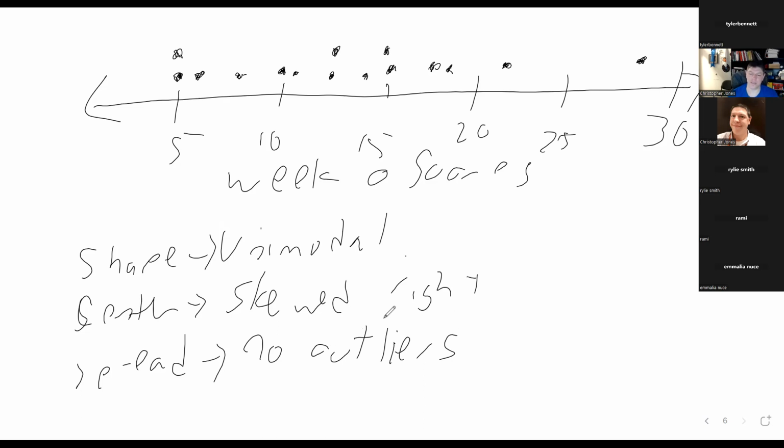So nice. All right, folks. Any questions I can answer about shape, center, and spread of a histogram? It seems like you guys got that down pat, like really solid.